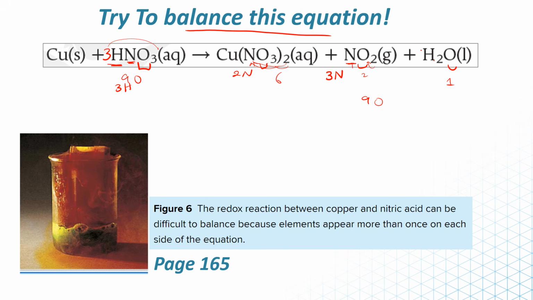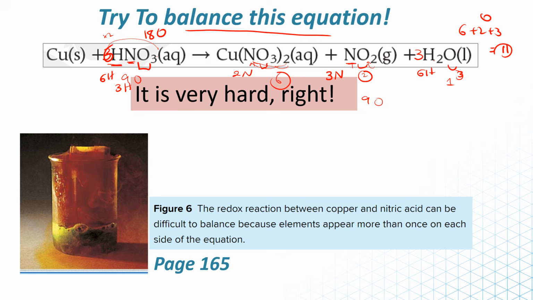So what should we do? We should multiply this by 3 and this one by 2 for it to be 6, right? So now we have 6 hydrogen. We have 6 hydrogen. Now look at the oxygen. 6 times 3 we have 18 oxygen. And how many do we have here? 6 and 2 and 3. So 6 plus 2 plus 3 the oxygens is equal to 11. So if we want to answer this question, this will be the answer.